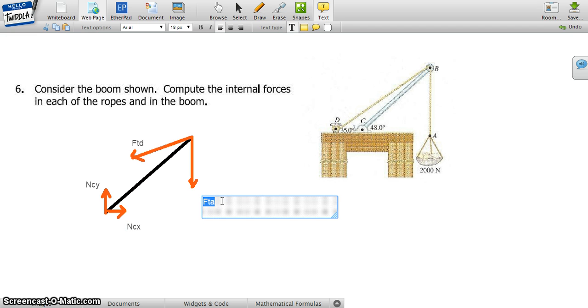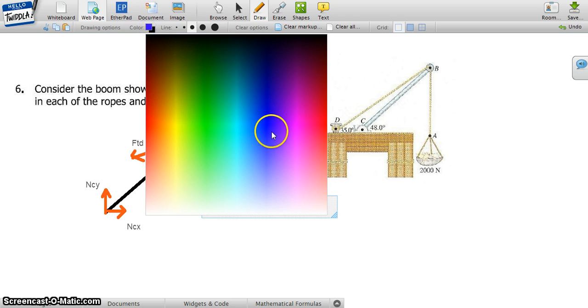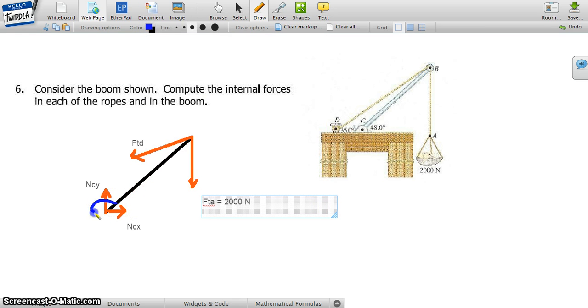I do kind of know what this force is because it must be the same as the weight of the load. So I've got that one. But the other three are unknown. So I need to resort to torque to figure this out. I'm going to pick a pivot point down here to eliminate two of my unknowns.